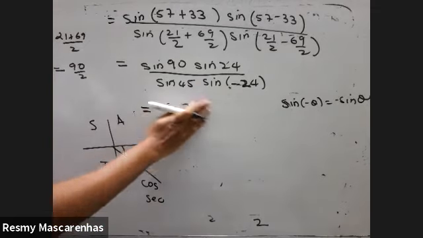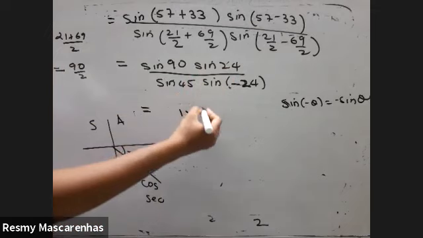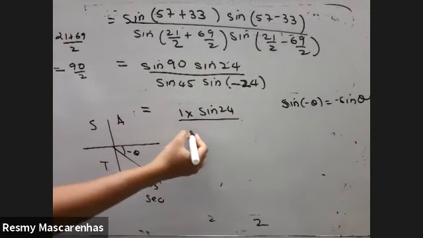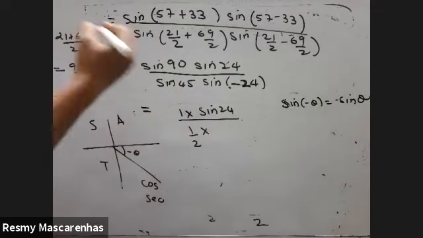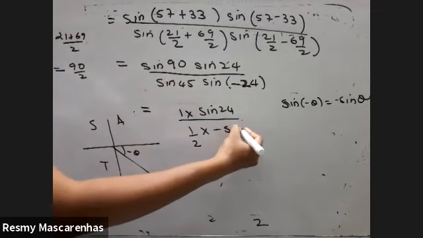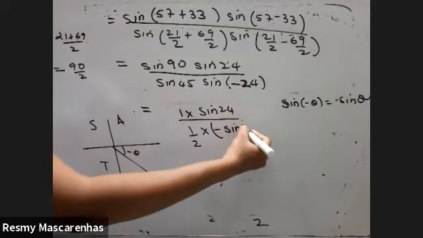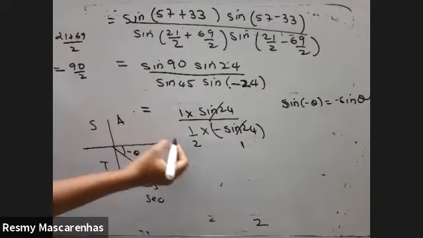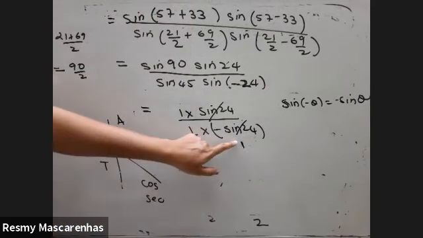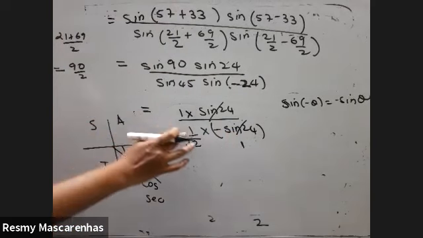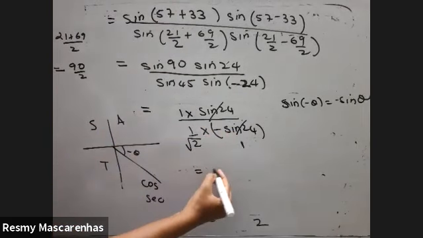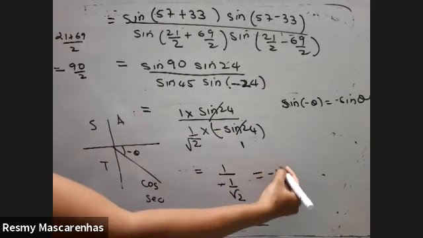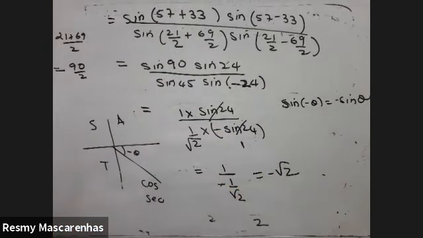Sin 90 will anyway be 1. Sin 24, then this will be 1 upon root 2 into minus sin 24. This and this will cancel and become 1. 1 upon root 2 into minus 1 will be minus 1 upon root 2. Then if you reverse it, that will be your answer.